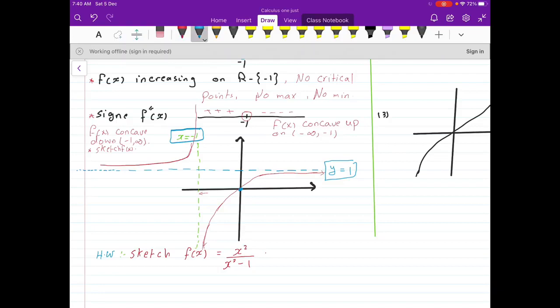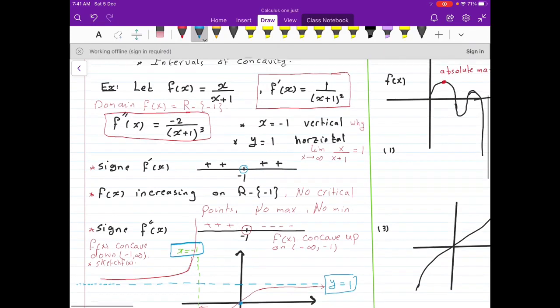To practice أكتر for rational functions, حاول إنك sketch the function f(x) equal x squared over x squared minus 1. Before you sketch and study the intervals of increasing, decreasing, first of all, the domain of f(x) is R except plus minus 1.